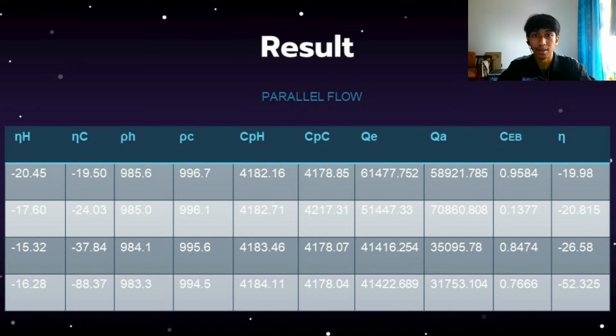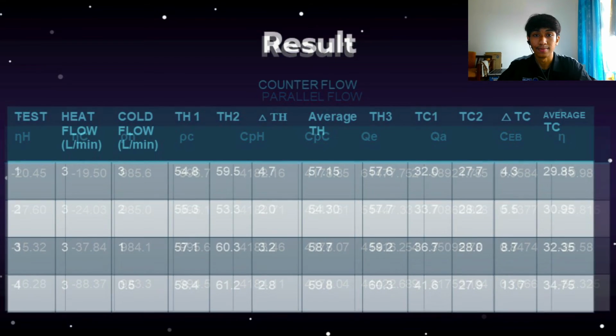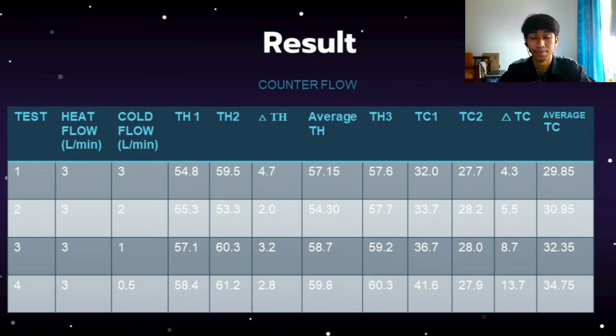Next, we calculate the water density for the hot and cold circuits. As you can see, the water density for the cold circuit is higher than for the hot circuit. Then we calculate the specific heat for each circuit and then the heat transfer rates QE and QA. We use the values of QE and QA to calculate the energy balance coefficient CEB. Then we repeat the same steps for the counterflow experiment, and this is the result that we gained and calculated.